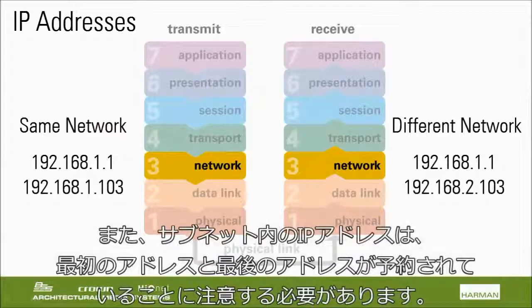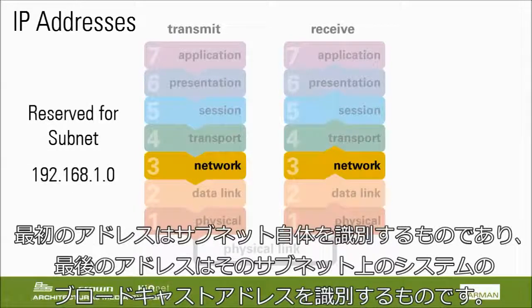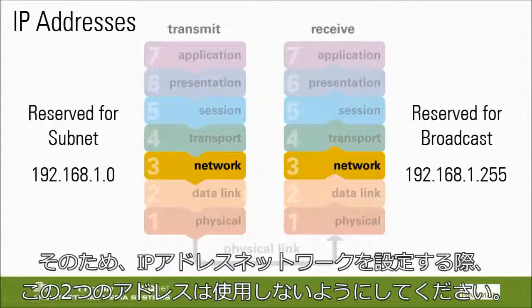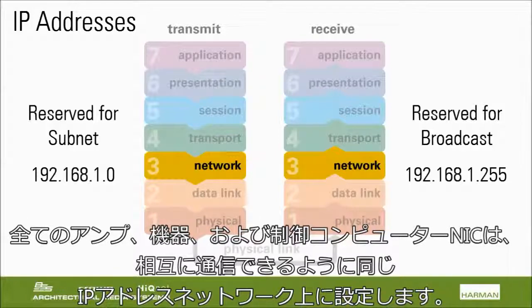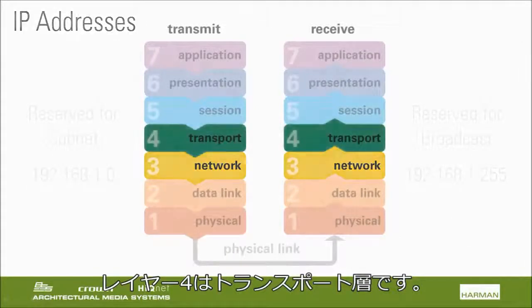An important thing to note about IP addresses in a subnet is that the first and last addresses are reserved. The first address identifies the subnet itself, and the last address identifies the broadcast address for systems on that subnet. So make sure that you don't use those 2 numbers when configuring an IP address network. All amps, devices, and the control computer network interface card are configured on the same IP address network to communicate with each other. Layer 4 is the transport layer.